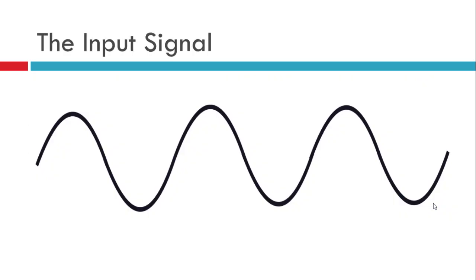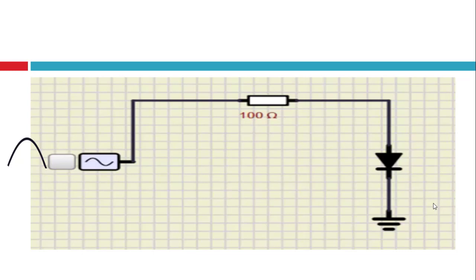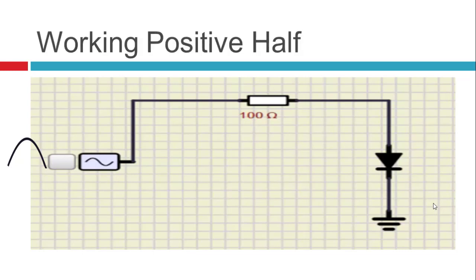This is the input we'll be using. This is the input signal, the sine wave. So this is the working when positive half. What happens when the positive half is passed through the circuit? So when the positive half goes in, we get this particular output.